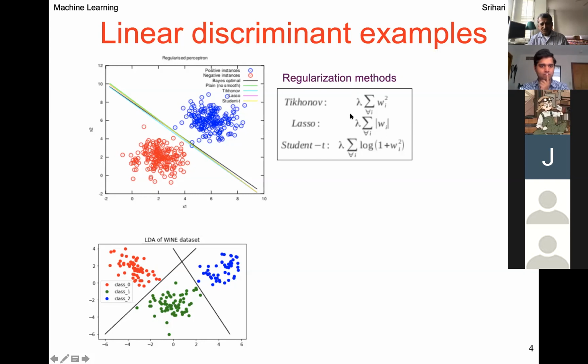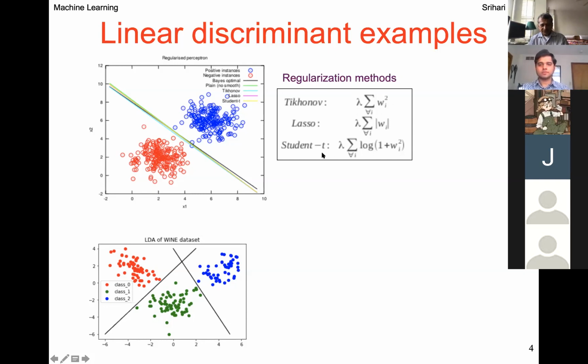There are variants of this regularization term. Lasso is using only the, there's no square term here. It's the Manhattan distance or some kind of measure like that is what this quantity is. L1 norm, I guess. This is called the L2 norm. This is called the L1 norm.